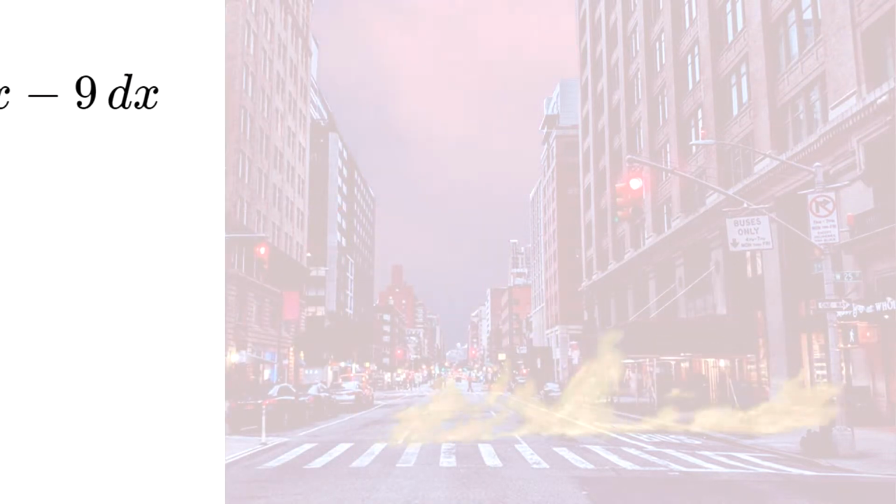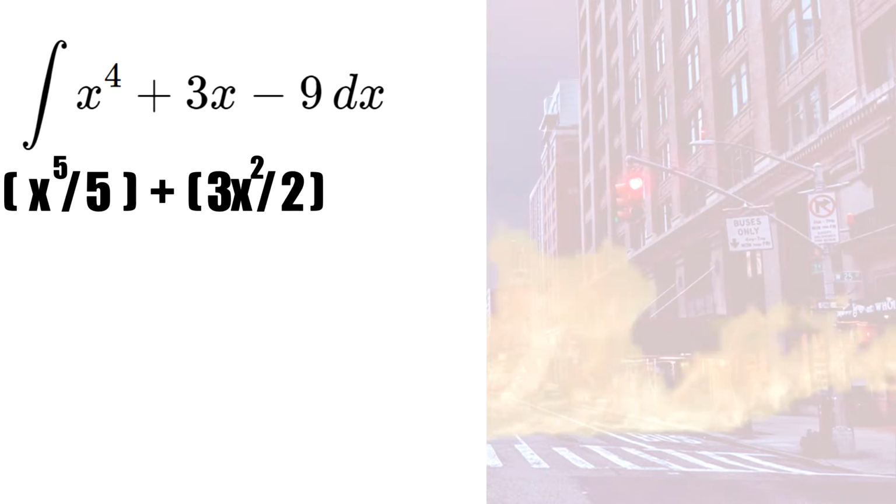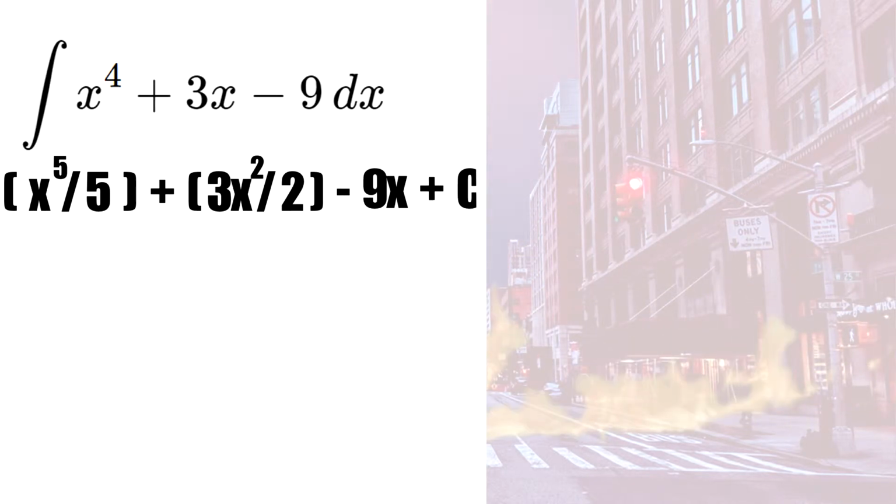Up next is an indefinite integral. For the equation x to the 4th power plus 3x minus 9, all we need to do is find the antiderivative of all the values. First off, the antiderivative of x to the 4th power is x to the 5th power divided by 5. Plus the antiderivative of 3x, which is 3x squared over 2, minus 9x plus c.